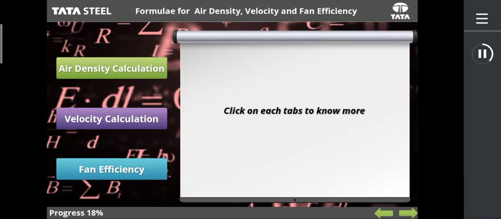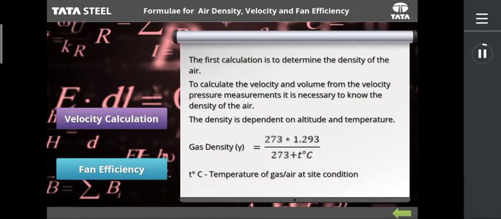Now, we are going to learn some important terms and terminology and the associated formulae. Air density calculation. The first calculation is to determine the density of the air. To calculate the velocity and volume from the velocity pressure measurements, it is necessary to know the density of the air. The density is dependent on altitude and temperature.